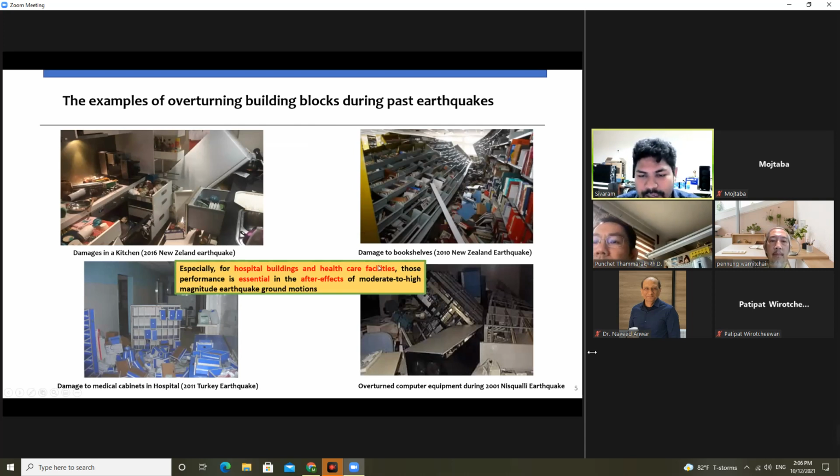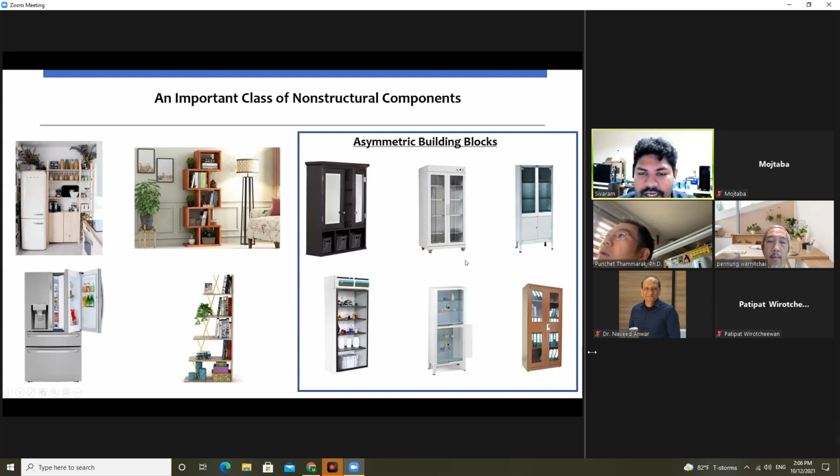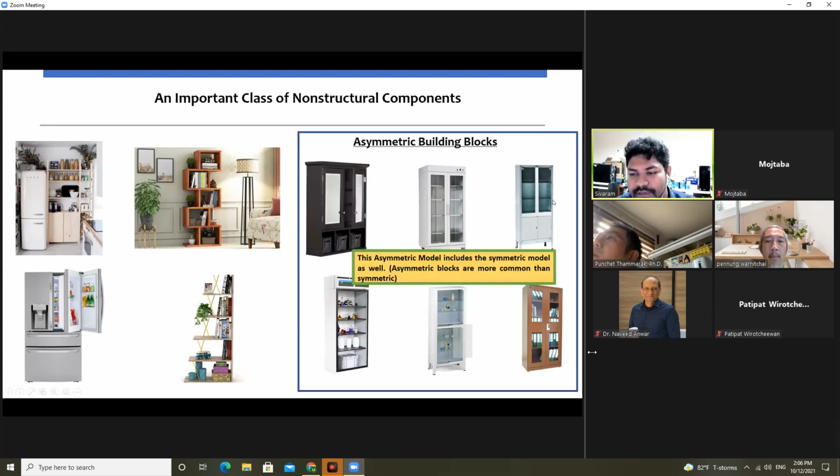Especially for hospital buildings and healthcare facilities, performance is essential in the aftermath of moderate to high magnitude earthquake ground motions. These are examples of non-structural components. In our study, we majorly focus on rectangular components. Rectangular components can be divided into asymmetric and symmetric. In our case, we choose the asymmetric one, which will include the symmetric as well.